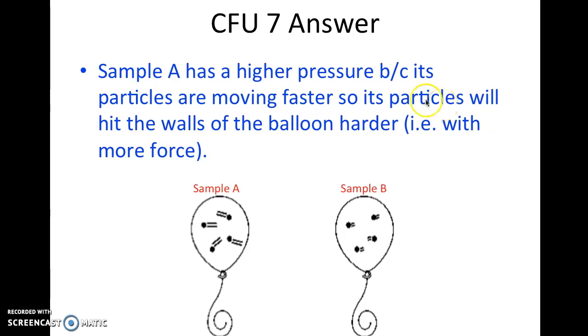Okay, so the answer here is that sample A has a higher pressure because, remember, these whooshies are showing you how fast the particles are moving, and sample A is moving faster because it has larger whooshies, right? So the faster something is running around, the harder it's going to hit into a wall. Like if you just walk into a wall, it probably won't hurt you, but if you're running full speed, pew, that's going to hurt, right? You hit the wall harder, and the same thing happens with gas particles. So sample A has a higher pressure because the particles are moving faster, so they're going to hit the walls harder. That means with more force.